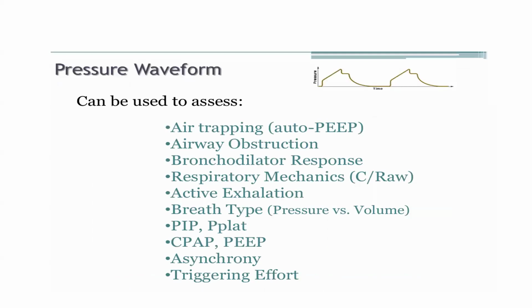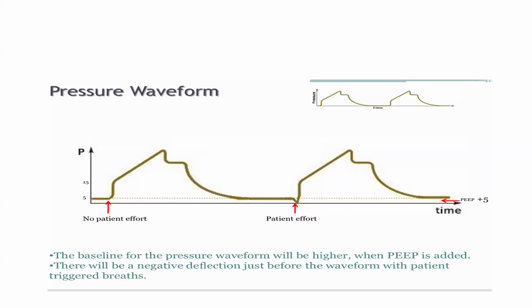Now, the pressure waveform can be used to assess air trapping, airway obstruction, bronchodilator response, respiratory mechanics, active exhalation, breath type, peak inspiratory pressure, plateau pressure, CPAP, PEEP, asynchrony, and the triggering effect. The baseline of the pressure waveform will be higher when PEEP is added. And there will be a negative deflection just before the waveform when the patient triggers the breath.